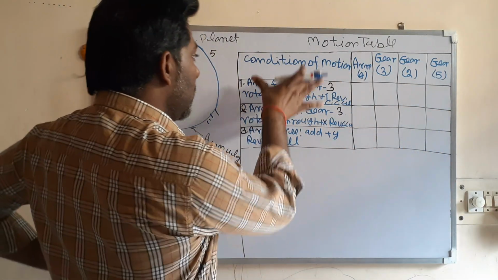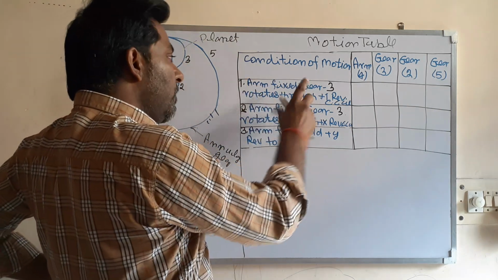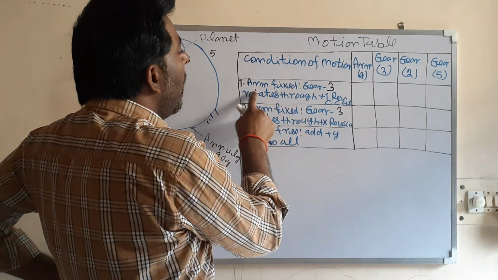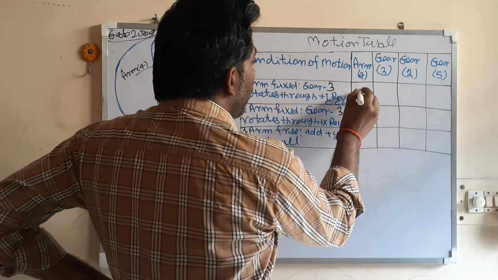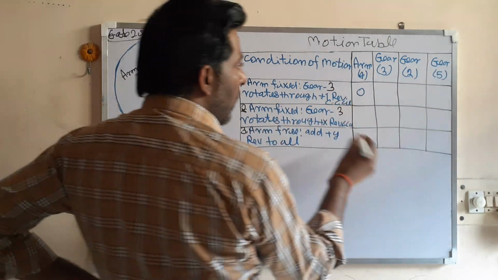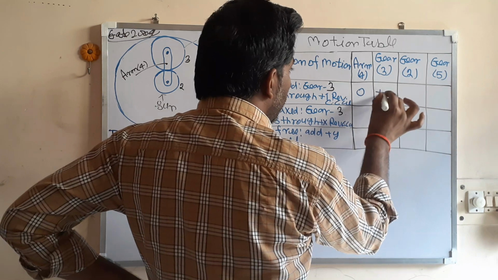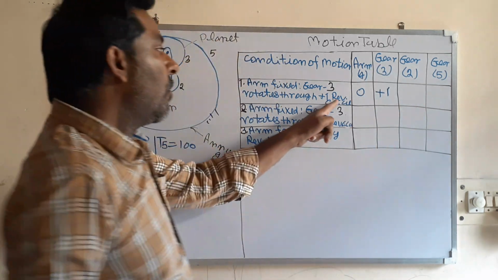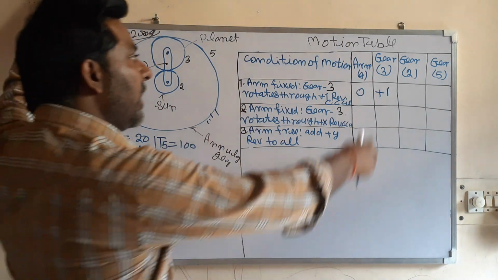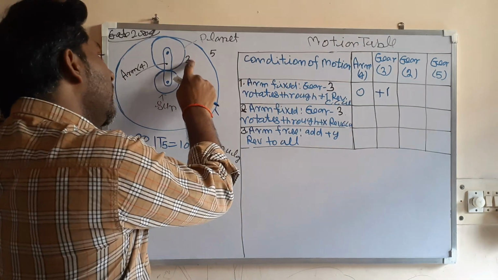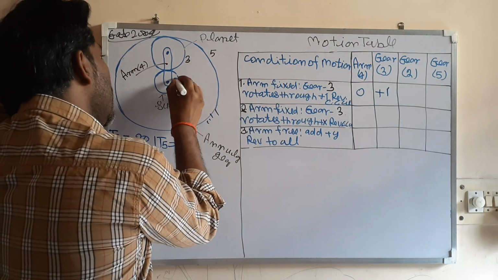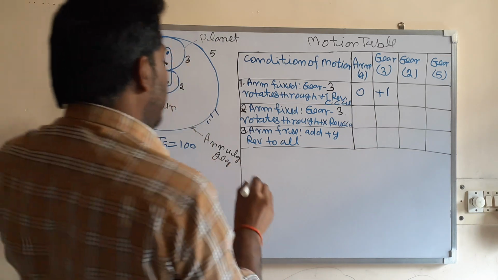Now let us see the conditions of motion. These three conditions of motion are almost fixed for all problems. First condition of motion: arm fixed, arm is 4, so its speed is 0. Gear 3 rotates through plus 1 revolution, counterclockwise, so plus 1. Now if the speed of gear 3 is 1, what will be the speed of 2 and what will be the speed of 5? Look here, gear 2 and 3 are meshing.